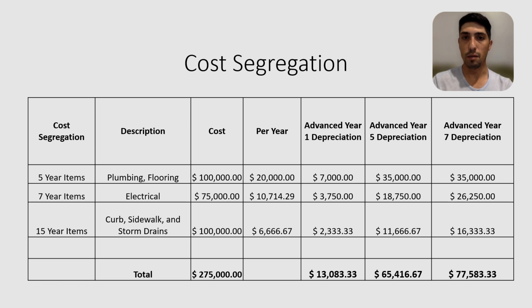Remember, these are the same points in time that we used in the conventional depreciation example. If we look at each bucket for cost seg, at these time points, we have a taxable deduction of $13,083.33, $65,416.67, and $77,583.33. So let's compare that to the same time points with a traditional depreciation schedule.